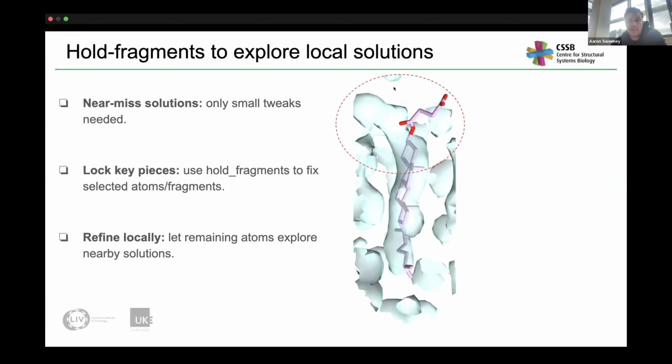So you see here that I have this cholesterol, the body of which is fit relatively well. This group here clearly should be pointing towards this density. I could start again and hope that it goes in there, or I can just refine this solution here while holding all of these groups steady so they don't move into any other density or anything.